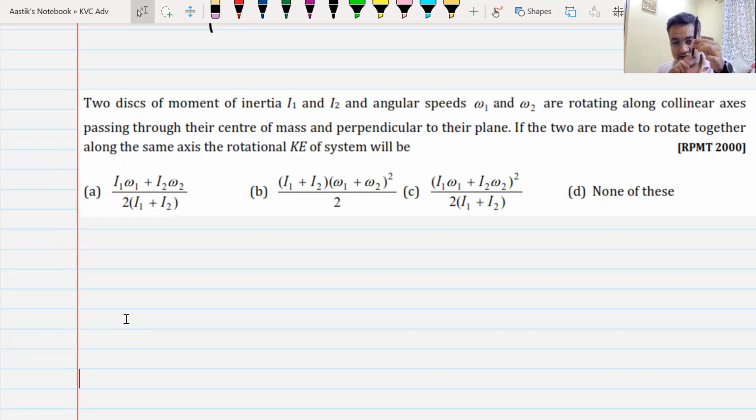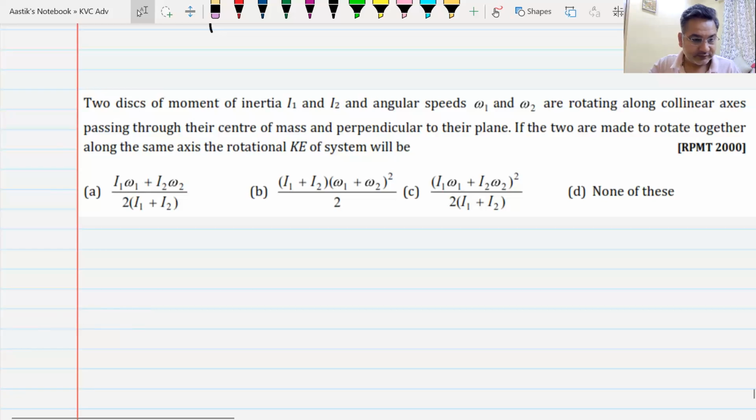So one disc is rotating like this. The other one is rotating probably here, like this. So now they are made to rotate together. Do you understand this? So now one disc is put over the top of the other. What is the rotational kinetic energy of the system? Anyone understands this? Yes, sir. And I wait for your answers.